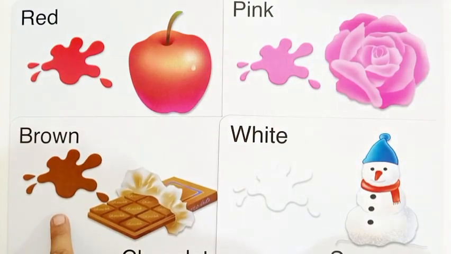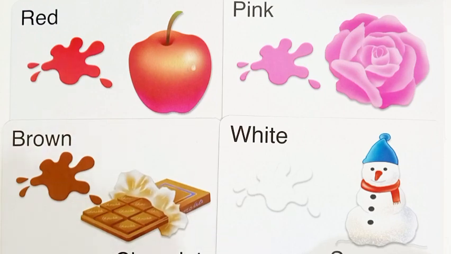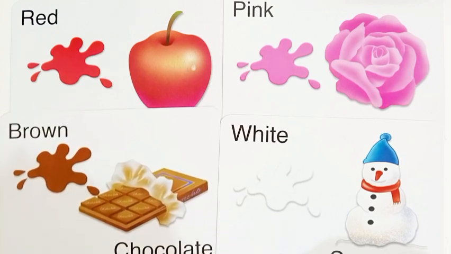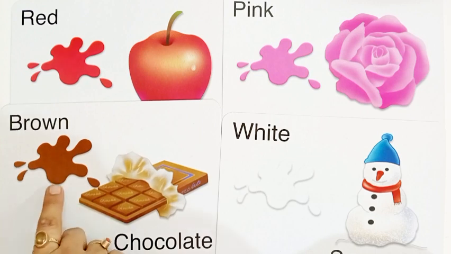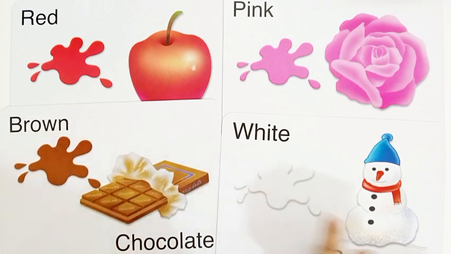This is brown color. B-R-O-W-N, brown. And the example is chocolate. C-H-O-C-O-L-A-T-E, chocolate. This is brown color. Brown chocolate.